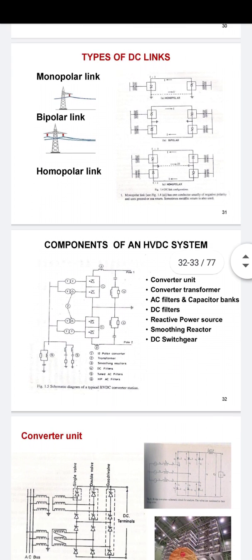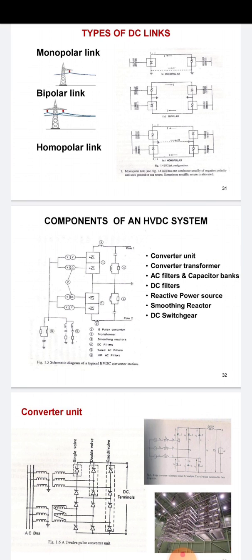Then components of an HVDC system. The HVDC system components are converter unit, converter transformer, filter, reactive power source, smoothing reactor, DC switchgear. These all components are connected across this HVDC transmission line. Let's go with the first component, the converter unit. The converter unit usually consists of two or three phase converter bridges connected in series to form a 12 pulse converter. This is the converter unit.